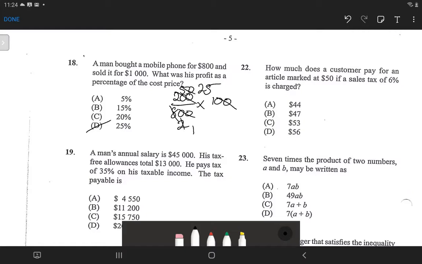How much does a customer pay for an article marked at $50 if sales tax is 6%? Okay, so we have 6% of our 50, right? So that is 3 here. So that is an extra $3 you have to pay. Now that will be 50 plus 3, which happens to be 53, right?